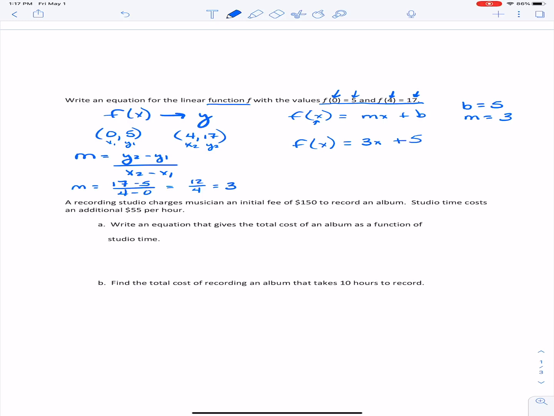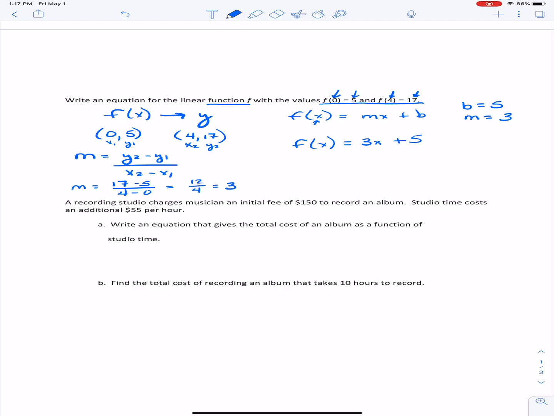And you can check your answer if you'd like. If I put 0 in here, what's 3 times 0? 0, right? 0 plus 5 is 5, so there's my first point. Let's check it with our second point. What's 3 times 4? That's 12. 12 plus 5 gives me 17, so I have my ordered pair for 17.